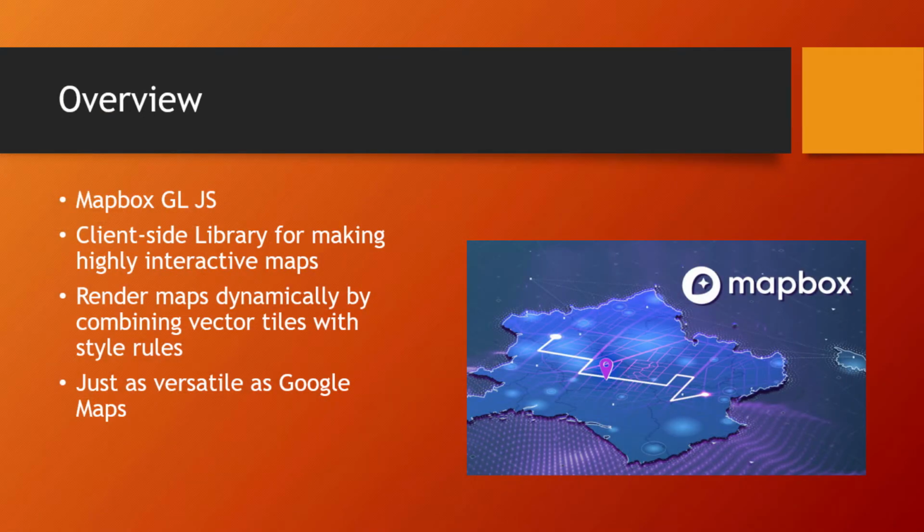For our purposes, we are making use of Mapbox GL JS, which is a client-side library designed for web apps that need highly interactive maps. It's a JavaScript library that's able to render maps dynamically by combining vector tiles with style rules.